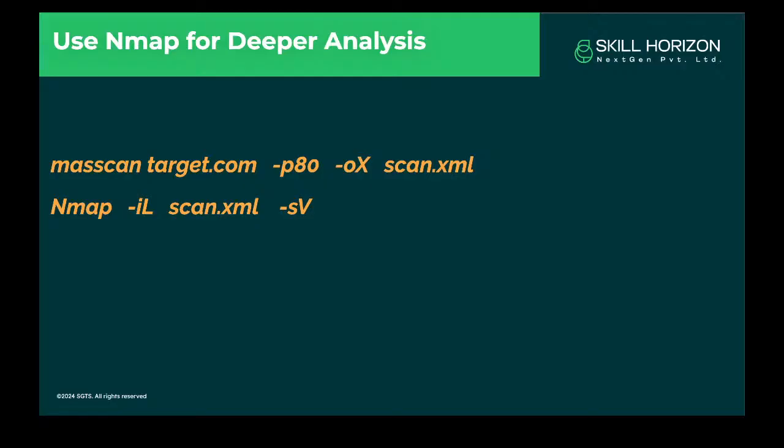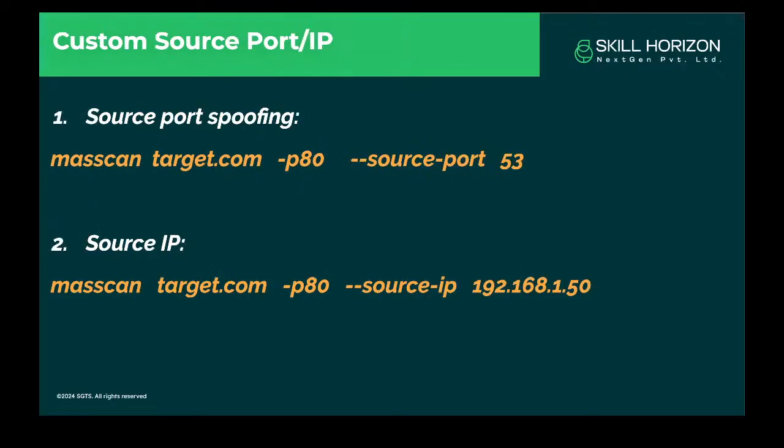So you can use the option in Nmap like nmap space hyphen iL, because you are opting for a list, then your list, and hyphen s, capital V, for service version. That command is extremely useful. You can integrate the masscan results with Nmap and you will get some better results.